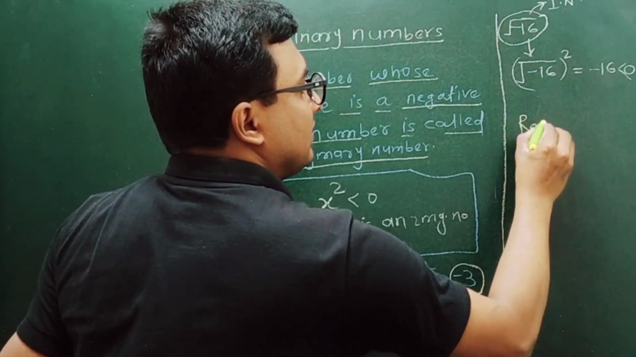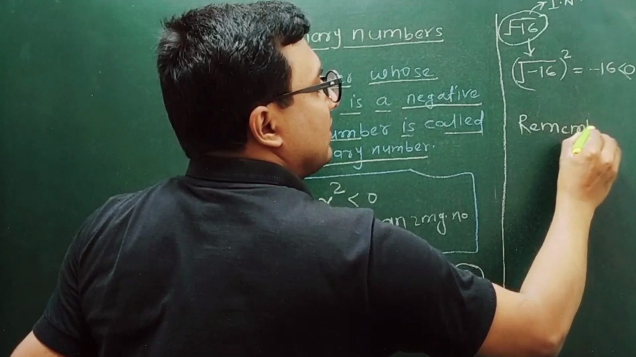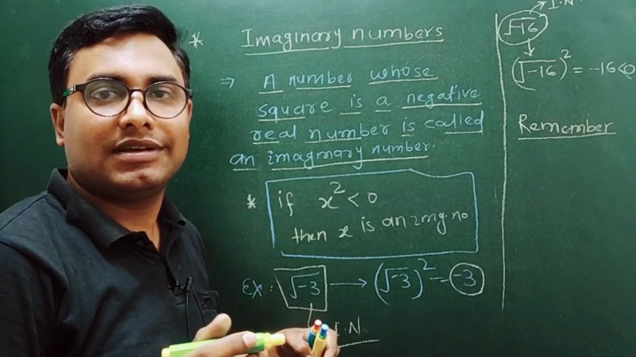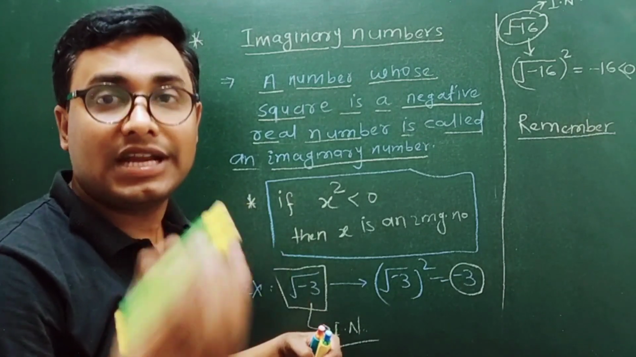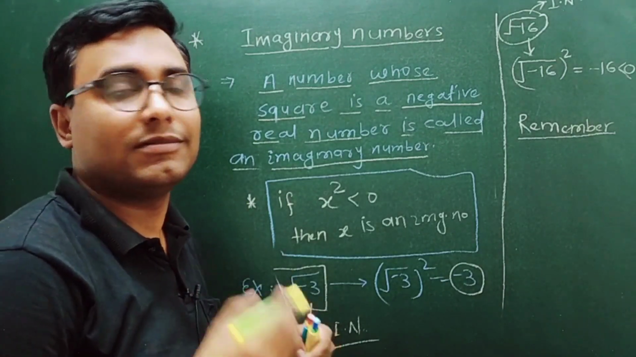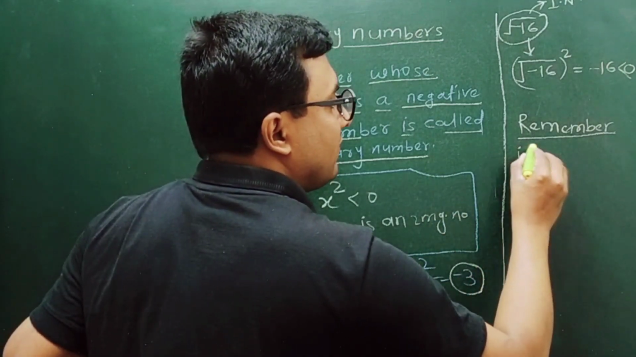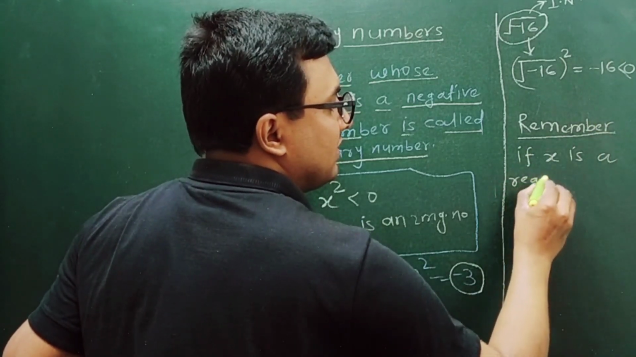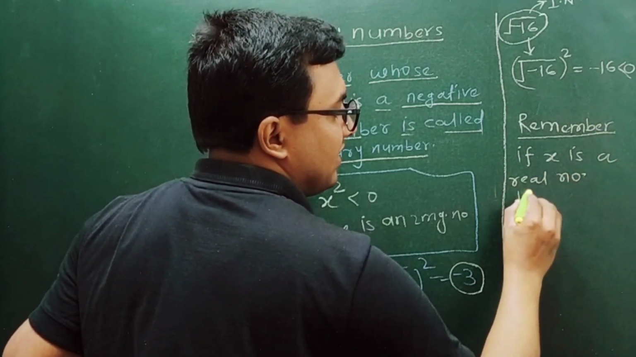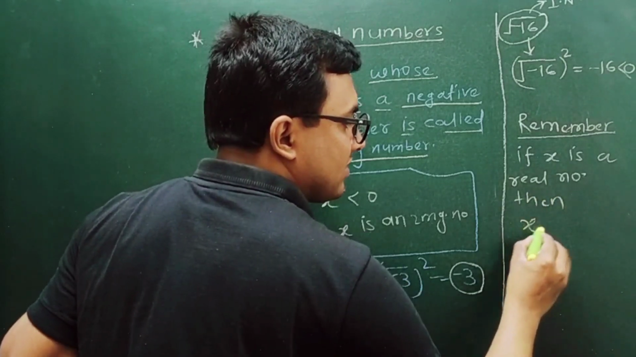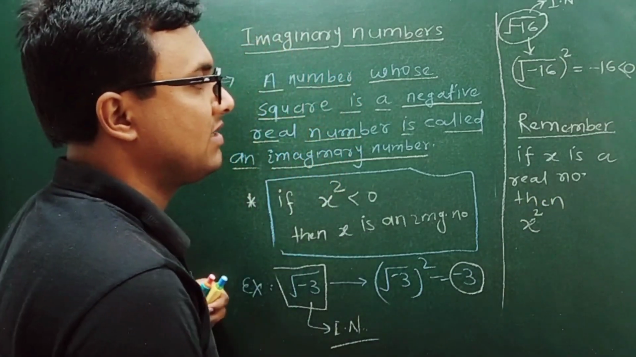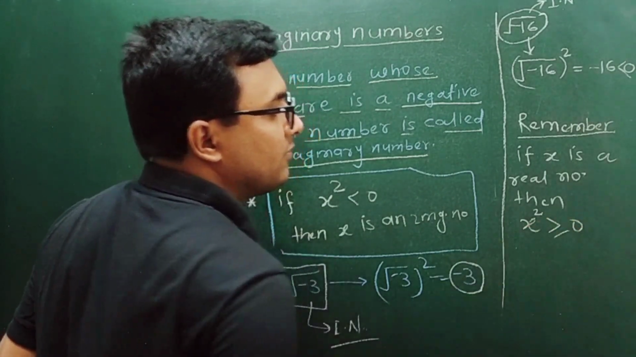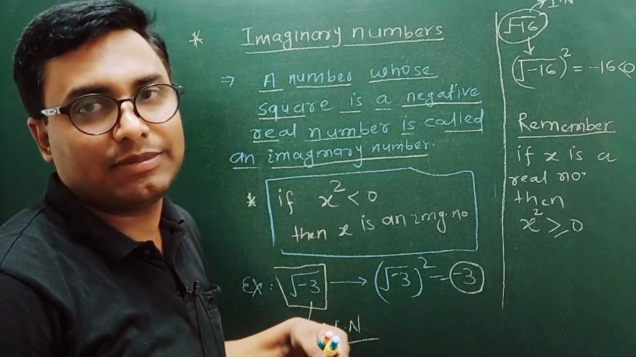Remember, any number whose square is a non-negative number is called a real number. That means if x is a real number, then x square is greater than or equal to 0. That means x square is a non-negative number.